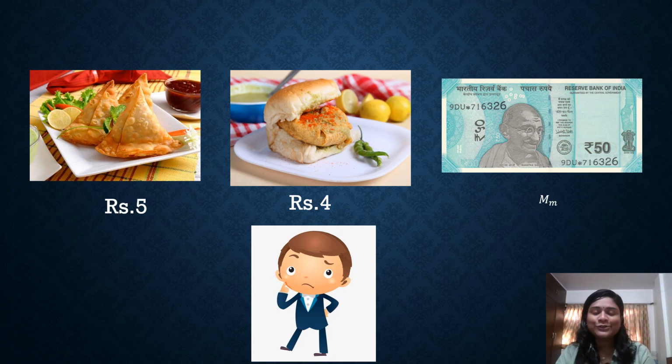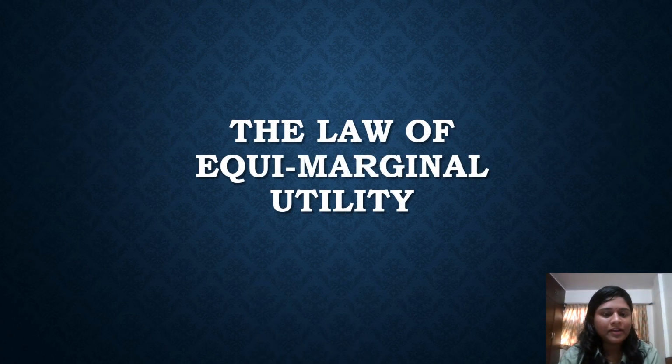To resolve this issue, Professor Alfred Marshall came up with the classic law, the law of equimarginal utility. The simple law states that in order to understand how to divide the 50 rupees between vada pav and samosas, we have to see to it that the marginal utility derived from samosa per rupee should be equivalent to the marginal utility derived from vada pav per rupee, and both of these should be equivalent to the marginal utility of money. Now let us look at a table.